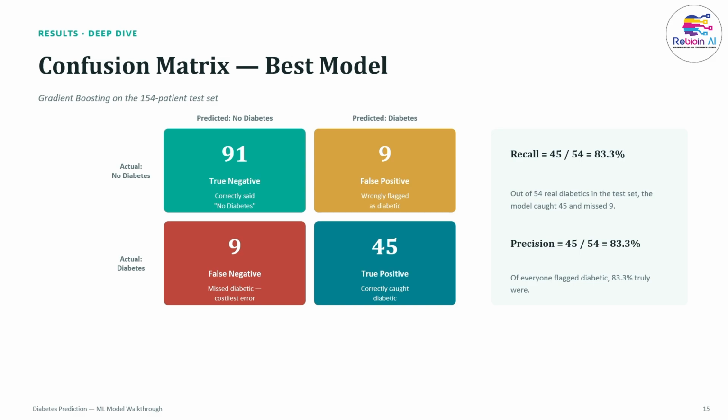Now, let's zoom into our winning model, gradient boosting, and look at exactly where it succeeds and fails on the 154 patient test set. Out of 100 patients who are truly non-diabetic, the model correctly cleared 91 and raised 9 false alarms. Out of 54 patients who are truly diabetic, it correctly caught 45 and missed 9. So recall equals 83.3% and precision equals 83.3%.